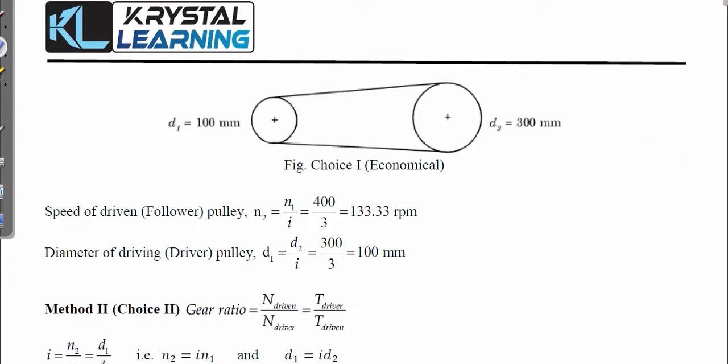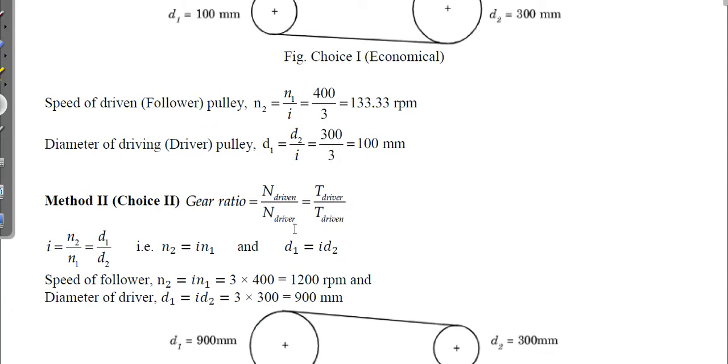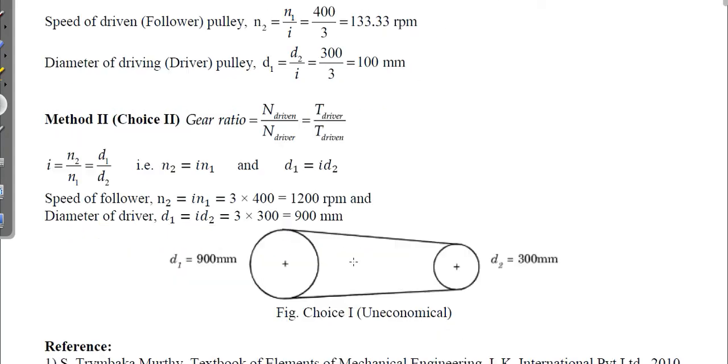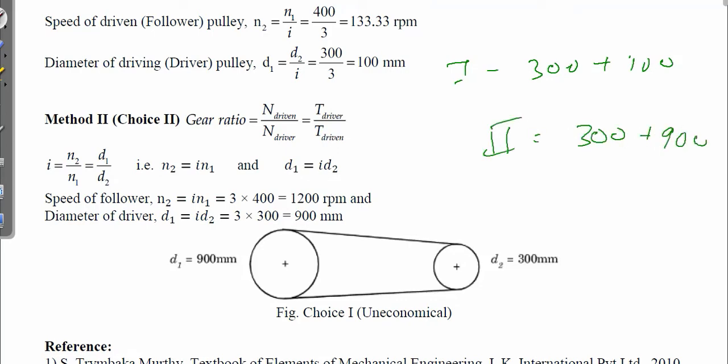But in the second choice, we just inverse the relation, that is driven upon driver. Same formula, N2 upon N1, we just reverse the terms in the denominator and numerator, that is D1 upon D2. Here D1 will be the multiplied term. RPM is getting increased, but we are not concentrating on RPM. We have to see the material usage. Here the diameter of the driver is 3 into 300, that is 900 mm. In the first case there is only 300 plus 100, and in the second case we got 300 plus 900. So more material is being used, and this choice is uneconomical.